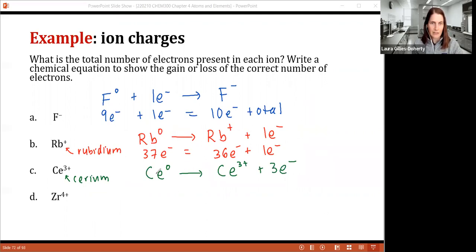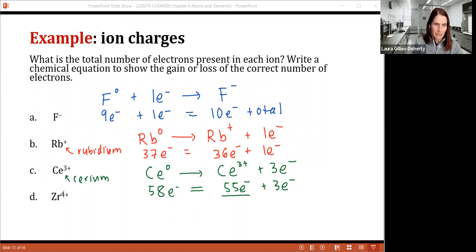So if we want to figure out how many electrons we lost, we have to look up how many electrons were in neutral cerium. It's atomic number 58. So when it's neutral, it has 58 protons and 58 electrons. So +3 electrons over here. So we have to fill in the blank. It's 55 plus 3 equals 58. So this must be 55 electrons. So cerium 3+ has 55 electrons. Neutral cerium lost 3 electrons to turn into the 3+ ion.